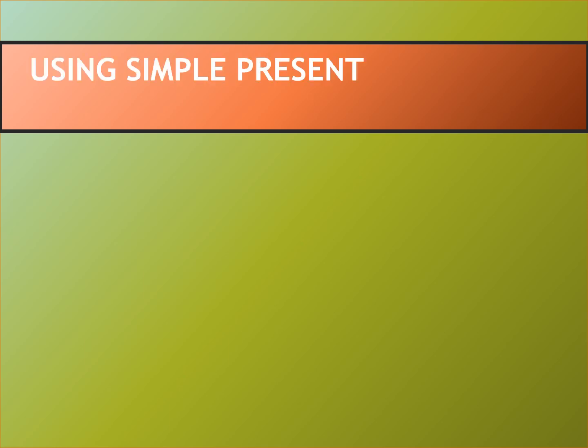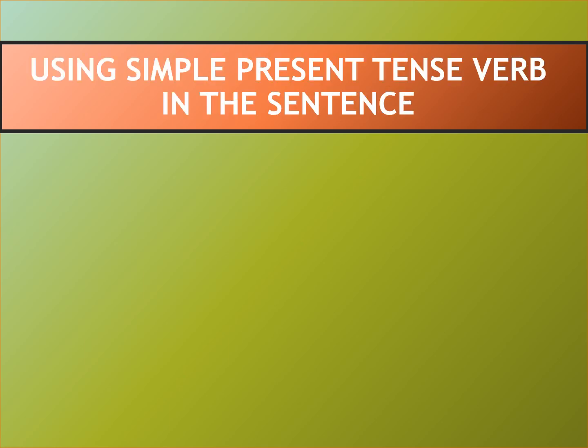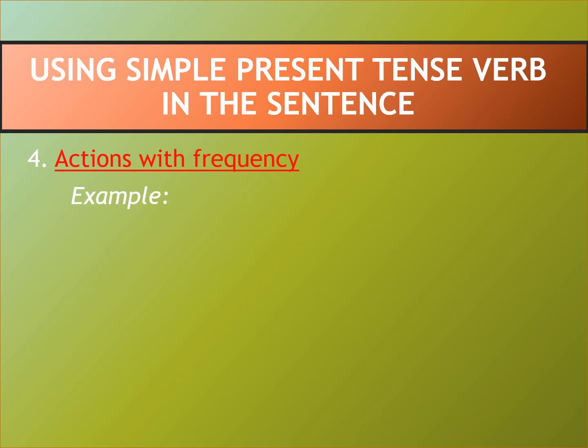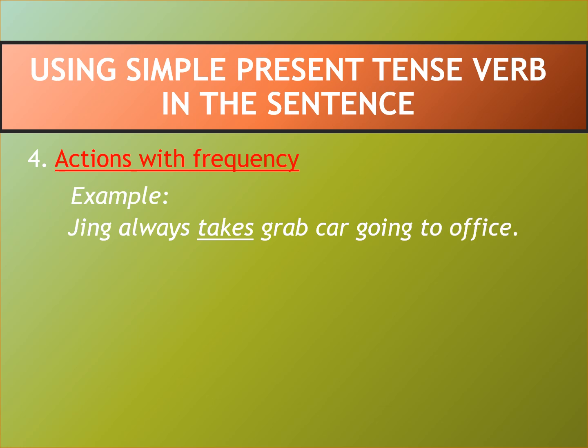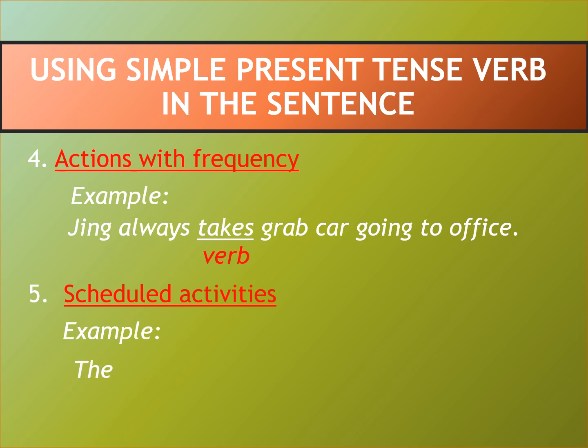Still in using simple present tense verb in the sentence, now we have number 4, actions with frequency. Example, Jing always takes Grab car going to office, where the verb here is takes. Then number 5, scheduled activities. Example, the ferry arrives at 4 a.m. Here, the verb is arrives.